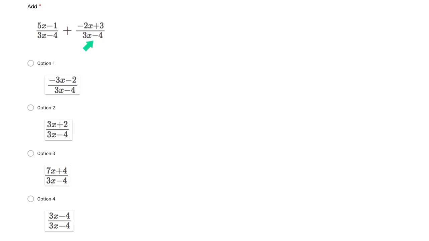This one's not much different. Instead of a monomial, we now have a binomial for our common denominator. But again, they do match, so we're still just looking at the numerator, so don't get confused by that. We have 5x minus, or plus a negative 2x, I should say, which makes 3x. Then we have negative 1 plus a positive 3, so negative 1 plus 3 is 2, so it's positive 2.